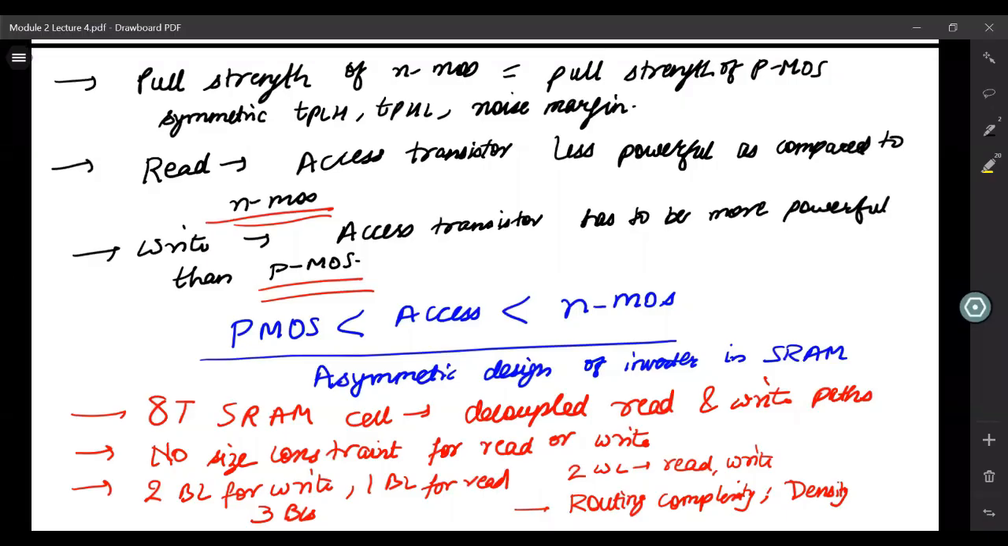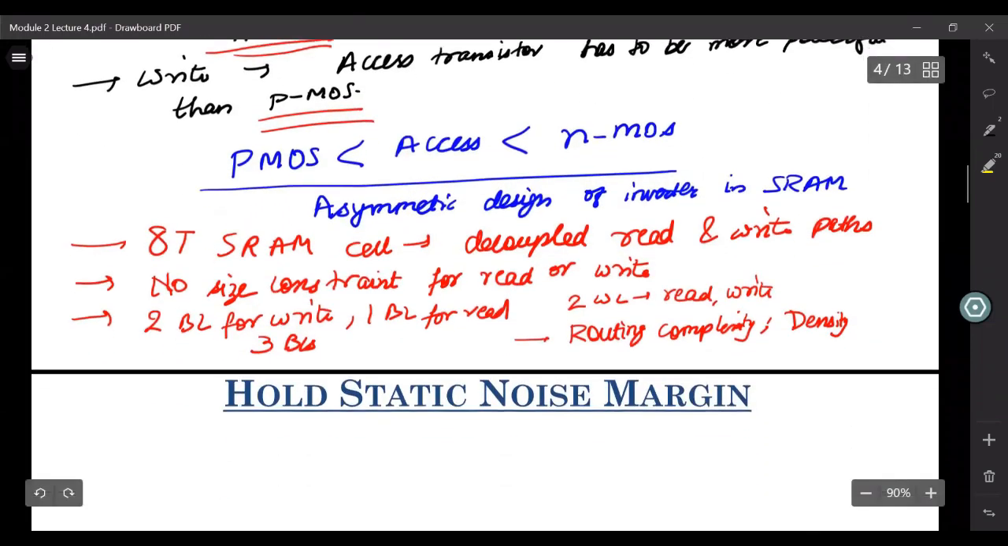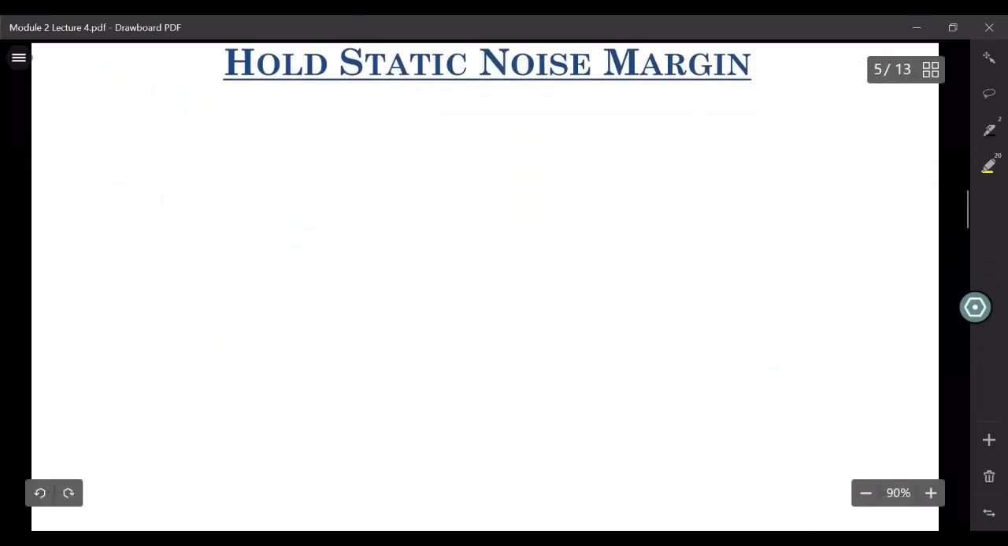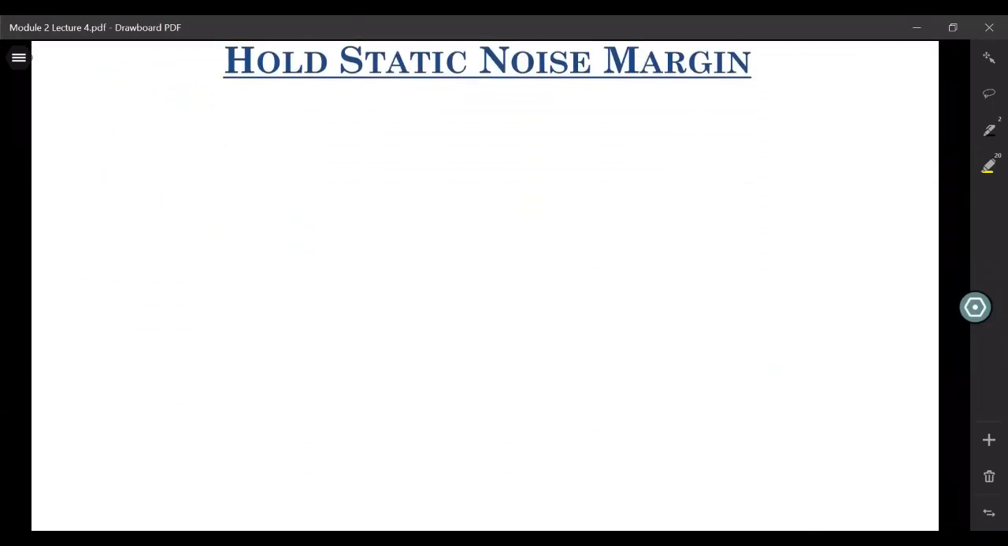Now with this recap, let us go ahead and look at what exactly the hold static noise margin is, or what exactly the noise margins are in your 6T SRAM cell. So apart from read and write operation, there is also an operation which is known as hold operation. As the name suggests, in the hold operation, you just have to retain the data value which was stored in your cross-coupled inverter pair.